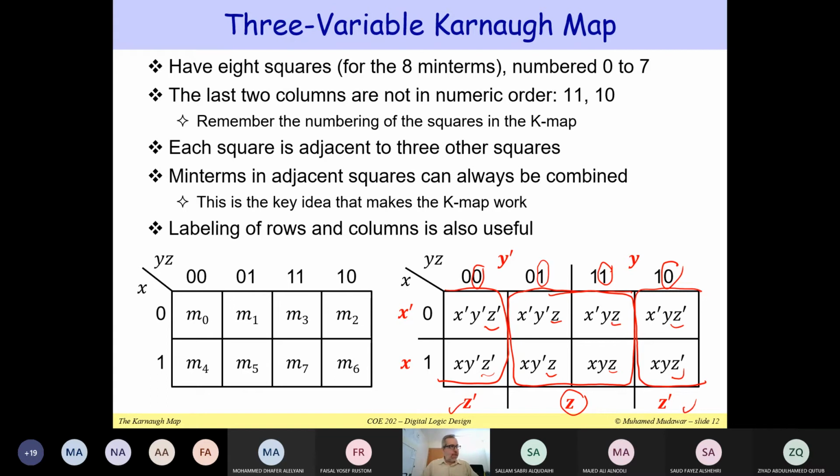So this is something to observe. When you combine squares, you can combine 2 adjacent squares, but you can also combine 4 adjacent squares if these minterms have the values of 1s.